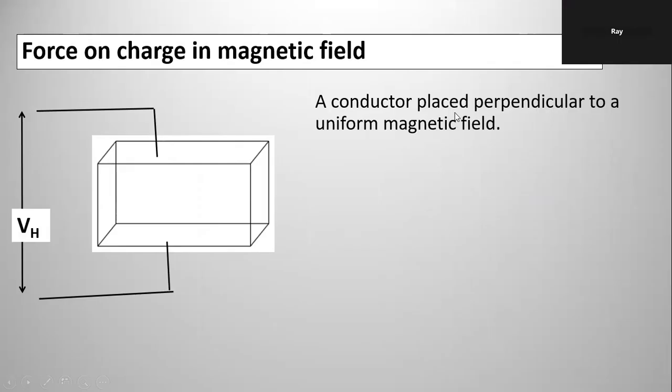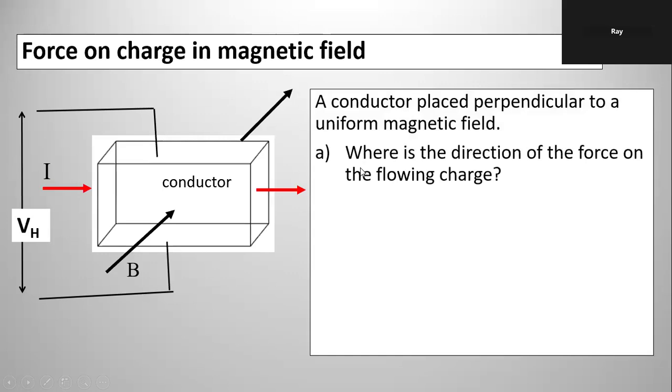A conductor is placed perpendicular to the magnetic field. There's a conductor, and there's a magnetic field perpendicular to one of the faces. There's a current moving into the conductor. What is the direction of the force on the moving charge?